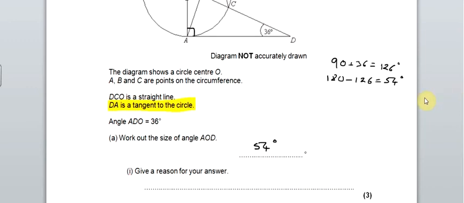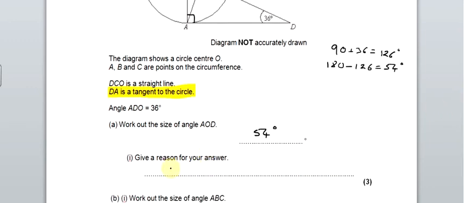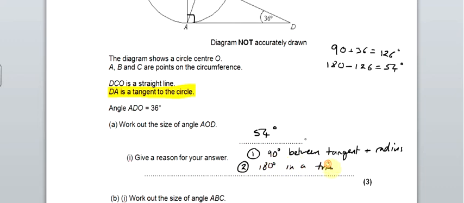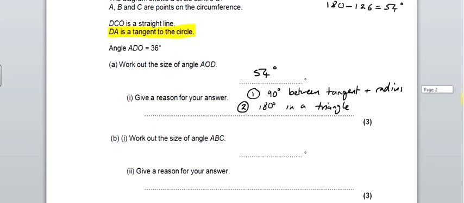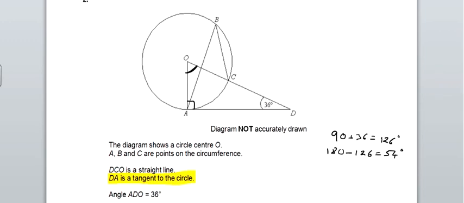And the reason, well, there's two parts to the reason really. Number one, 90 degrees between tangent and radius. And number two, 180 degrees in a triangle. And this is the key really to these, is just to think of the steps you took to get to your answer and just write down your reasons for each of them. Now we've got angle ABC, so let's go back up to the diagram and identify it. ABC, that's this one here.